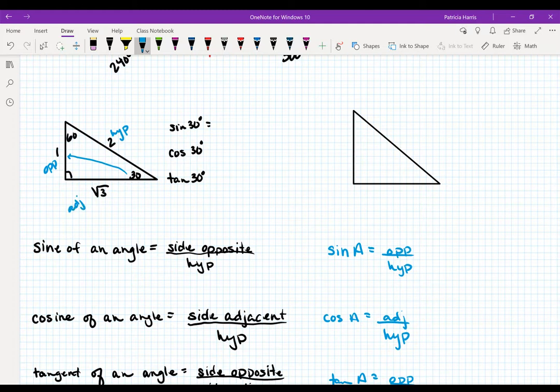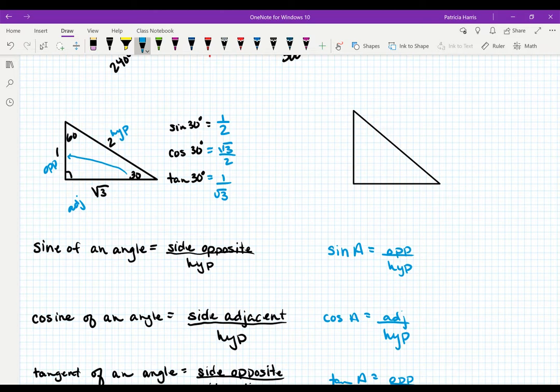Okay, so using my ratios, sine of 30 would be opposite over hypotenuse, which would be 1/2. Okay, cosine of 30, adjacent over hypotenuse, radical 3 over 2. Tangent of 30, opposite over adjacent. Now, this is where we get a little tricky. Okay, it's 1 over radical 3, which is a perfectly okay answer, but this is what we call unrationalized.